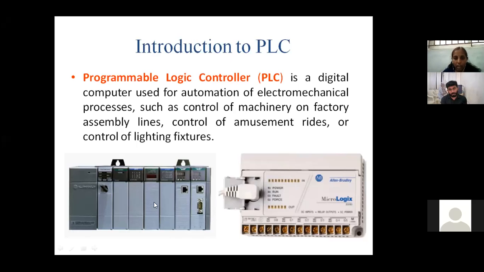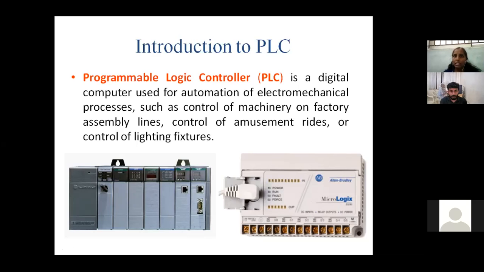So we have different slots available with the PLC. What are the slots? The first one is the control part, the second is the communication part, the third is the digital input, the fourth is the digital output, then analog input and analog output. Many slots are available. This is called a racked PLC, where you can interface discrete as well as analog devices.